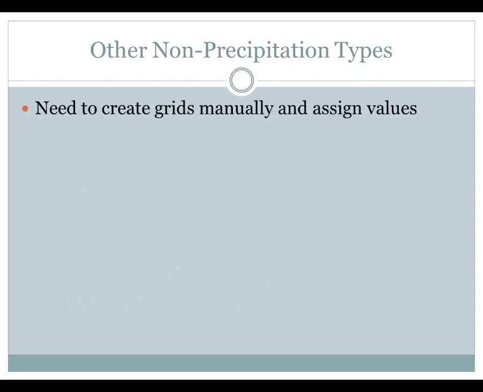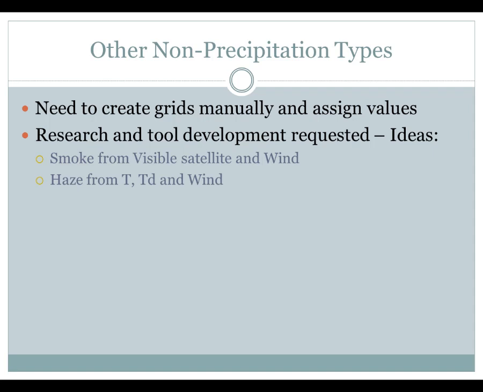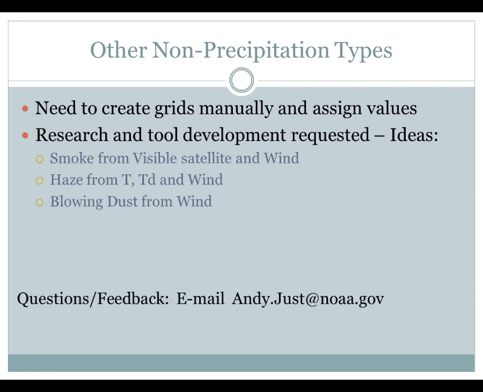A few other non-precipitating types to be aware of. You'll need to create these grids manually and assign values. There's research and tool development requested here. Some ideas: something like smoke from visibility, satellite, and wind. Also, the HRRR is providing some smoke guidance, so that's an option. Haze, utilizing temperature, dew point, and wind. Blowing dust from wind. So again, there's room for improvement.